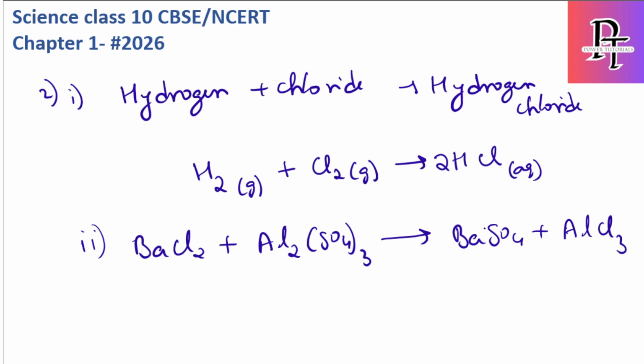Sulfate, here it is 3, here it is only 1, so I'll keep 3. Now it becomes 3 barium. I'll keep 3 here. It becomes 3 barium, 6 chlorine, 2 Al. If I keep 2, 2 Al, 6 chlorine. Yes, now it is a balanced chemical equation. BaCl2 is aqueous, because it is dissolved in liquid. This is also aqueous. BaSO4 is a precipitate, so it is solid, and AlCl3 is again aqueous.